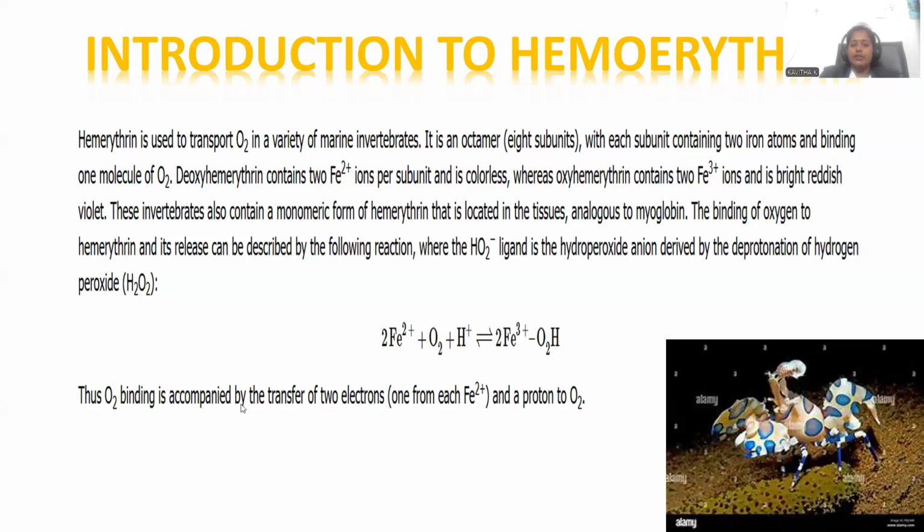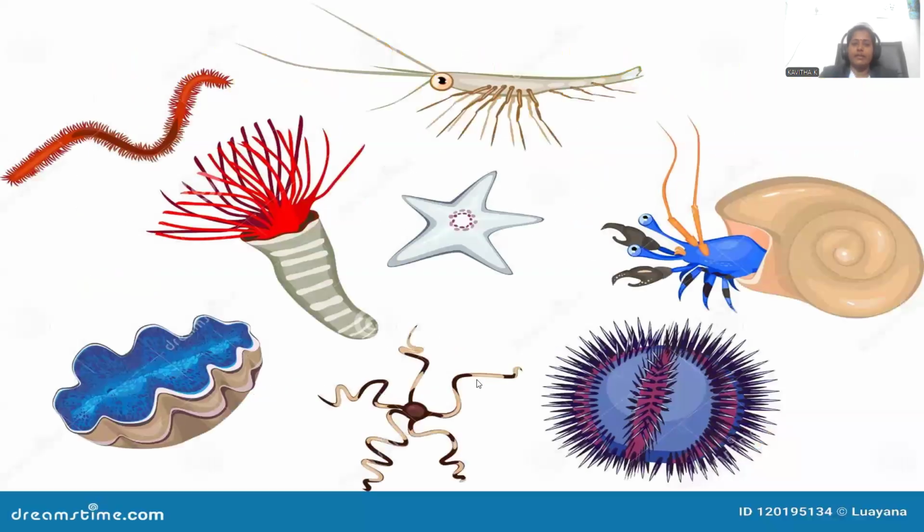Oxygen binding is accompanied by the transfer of two electrons. Each iron releases one electron individually, and a proton goes to this oxygen. Oxygen accepts electrons from the iron, so the ferrous to ferric transformation is noticed. This is the chemical process accompanying oxygen transportation by the hemerythrin pigment.